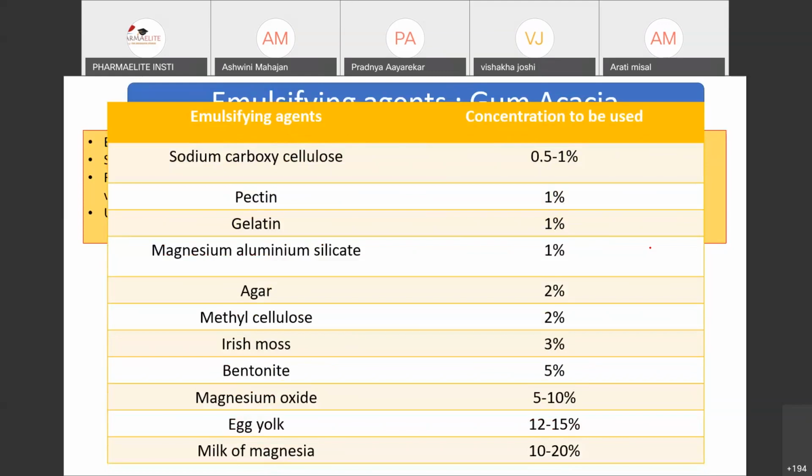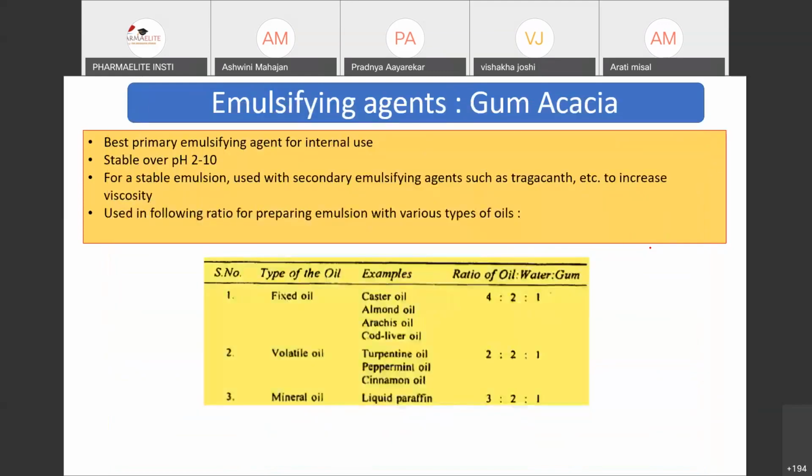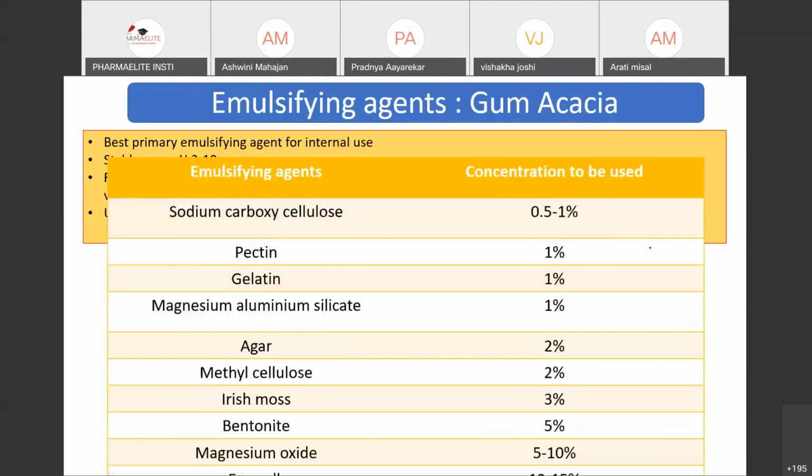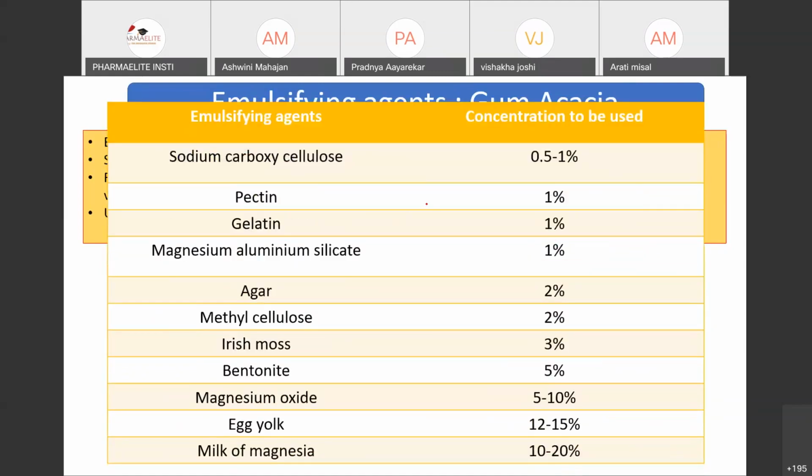These are some different emulsifying agents along with the concentrations in which they are to be used. Now, are we supposed to remember the concentration of all of them? Is there a need to remember the concentration of each and every emulsifying agent?